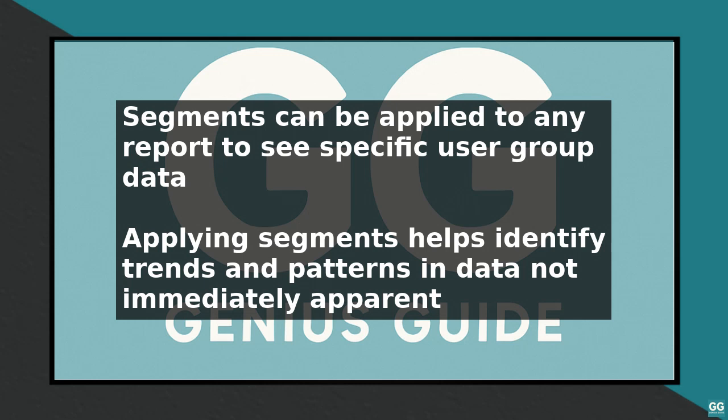Once you have created a segment, you can apply it to any report in Google Analytics. This will allow you to see the data for the specific group of users that you have defined. For example, if you want to see the conversion rate for users who have made a purchase, you can apply the purchasers segment to the conversions report.